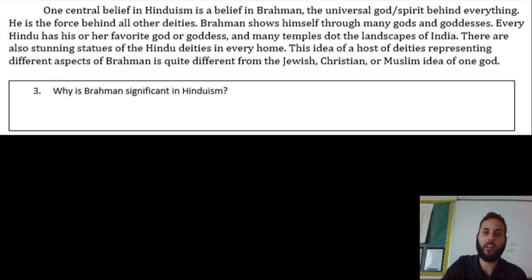One central belief in Hinduism is a belief in Brahman, the universal God or spirit behind everything. He is the force behind all other deities. Brahman shows himself through many gods and goddesses. Every Hindu has his or her favorite god or goddess, and many temples dot the landscapes of India. There are also stunning statues of the Hindu deities in every home. This idea of a host of deities representing different aspects of Brahman is quite different from the Jewish, Christian, or Muslim idea of one God. Number 3, why is Brahman significant in Hinduism? Pause the video to answer this now.